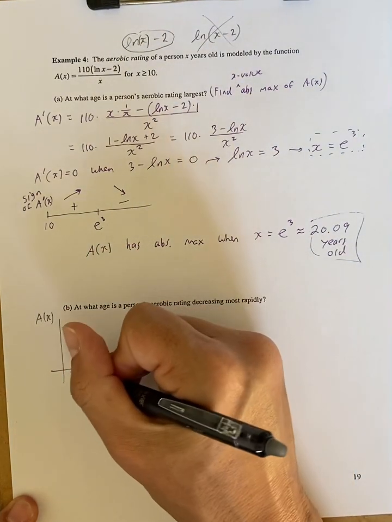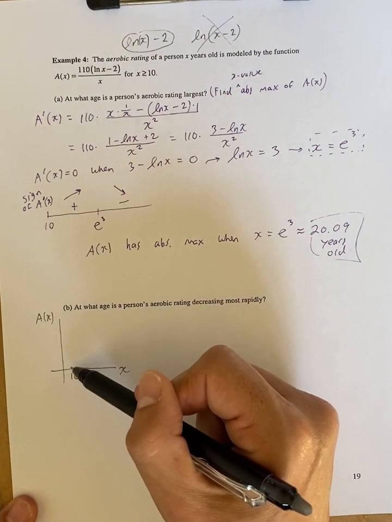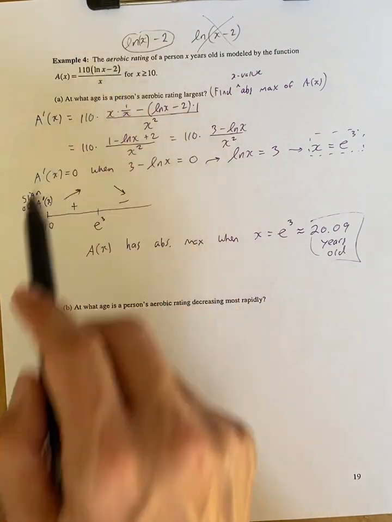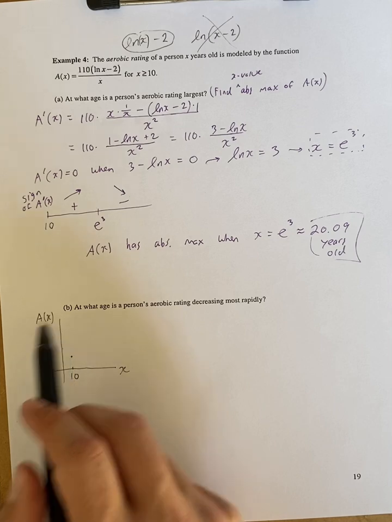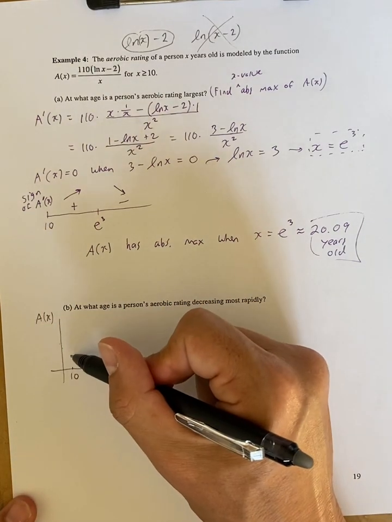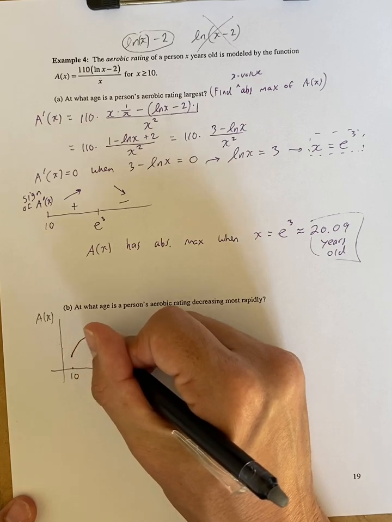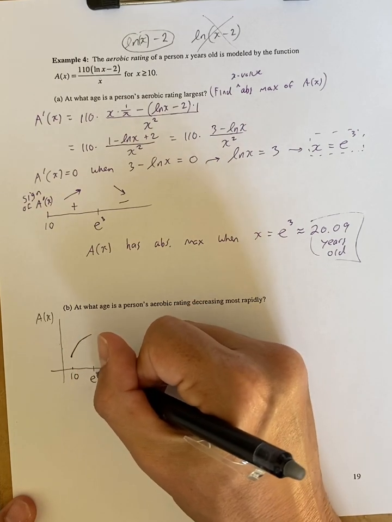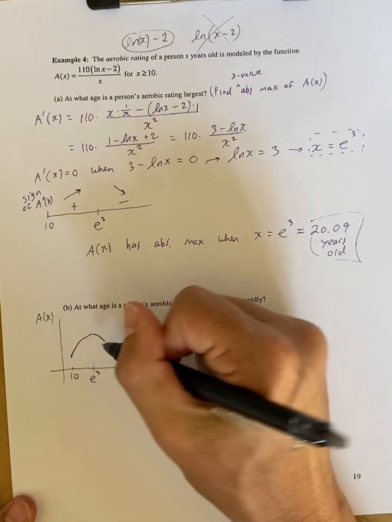This model starts at age 10, and whatever a of 10 is, I don't care what the decimal is, but if you plug 10 into this, you're going to get some positive number. We're going to start there. I'm not putting tick marks on this axis at all because I don't actually care what a of x is. I just care whether it's increasing or decreasing. What we found is it starts wherever it starts, and then it increases until we get to age e cubed years old. And then it begins to decrease.